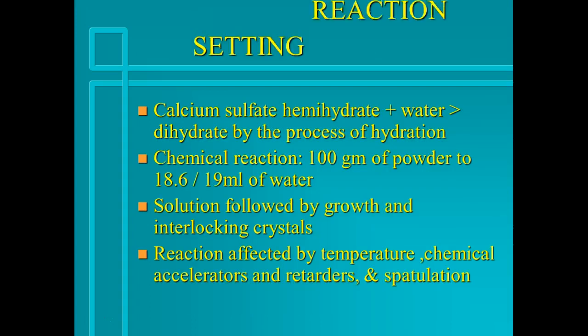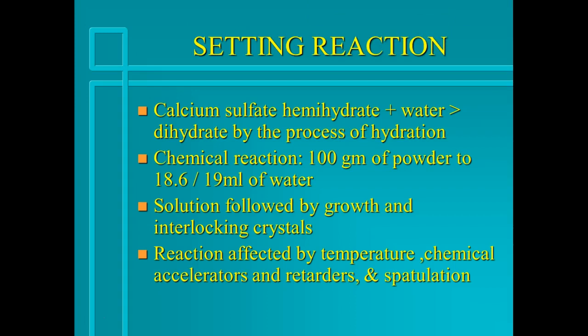Now let's discuss the setting reaction. When any of the three types of calcium sulfate hemihydrate is mixed with water, the hemihydrate is changed back to dihydrate by the process of hydration. The calcium sulfate hemihydrate dissolves in the mixing water to form the dihydrate, which is less soluble than the hemihydrate. The calcium sulfate dihydrate precipitates out of solution as interlocking crystals, which form a hard mass.